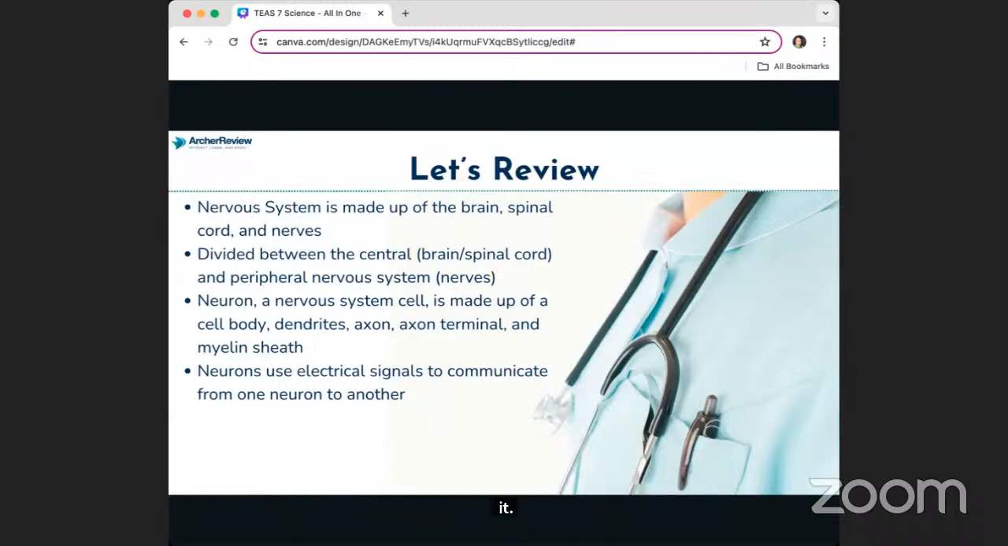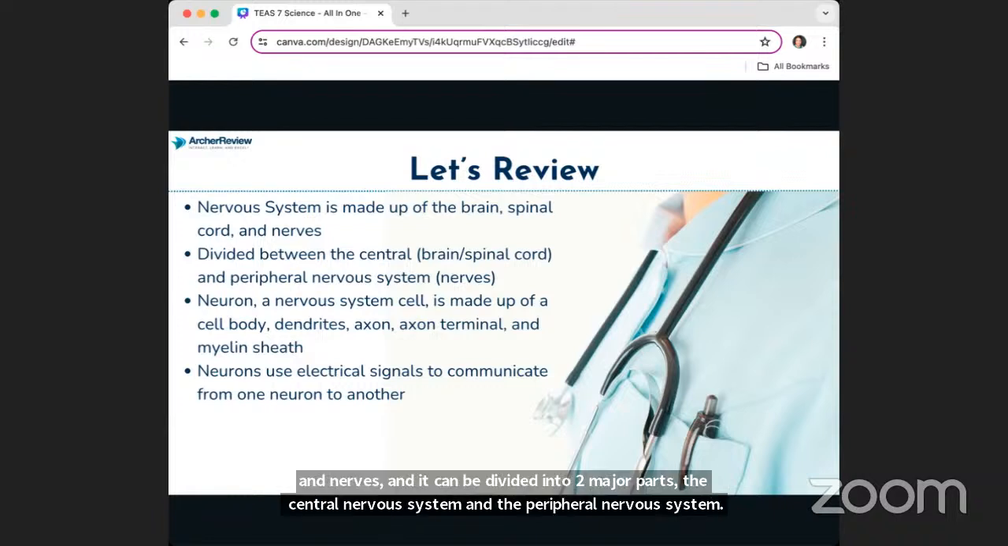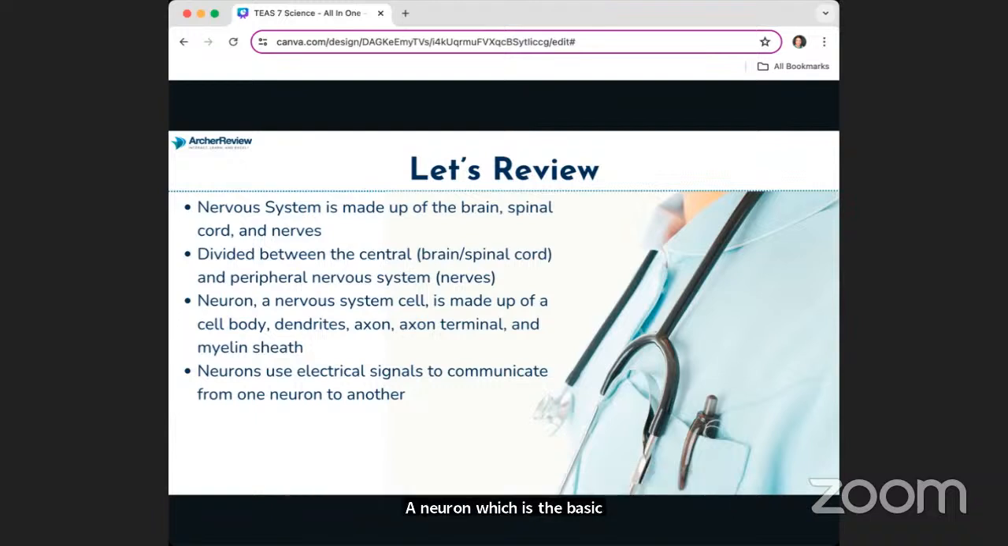The nervous system is made up of the brain, the spinal cord, and nerves, and it can be divided into 2 major parts, the central nervous system and the peripheral nervous system. A neuron, which is the basic unit, a nervous system cell, is made up of a cell body, dendrites, an axon terminal, and a myelin sheath. And finally, neurons use electrical signals to communicate from one neuron to another.